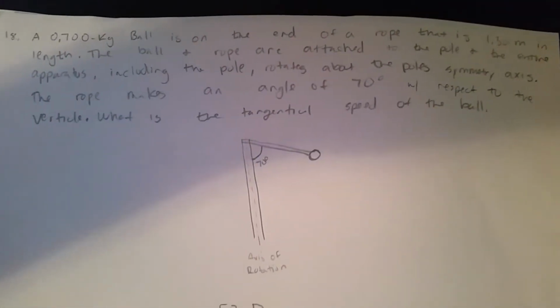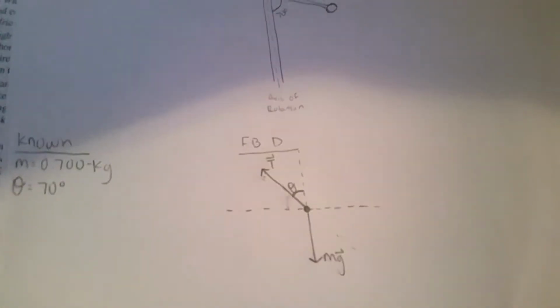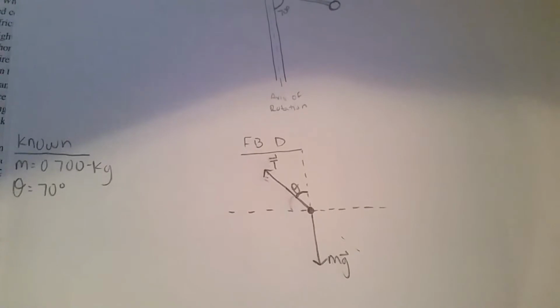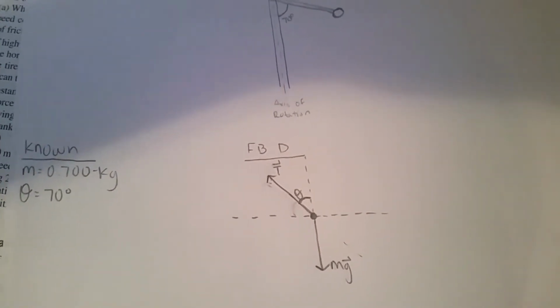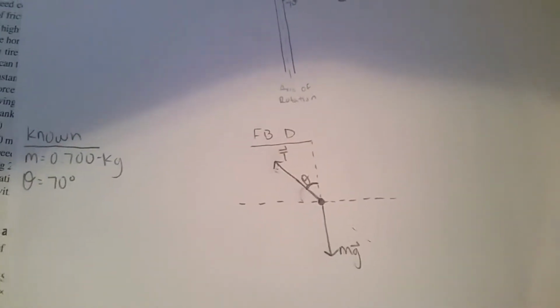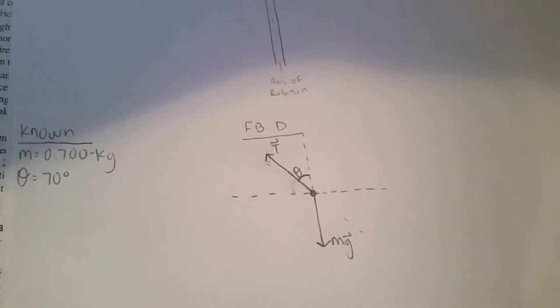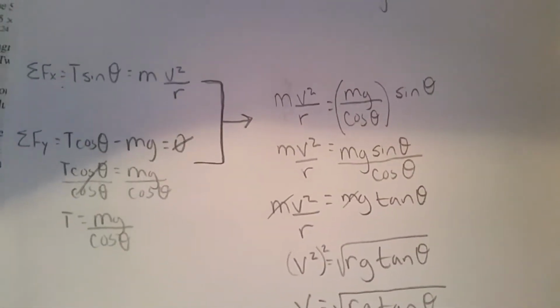So here is the image that they provide you in the book. My free body diagram looks something similar like this. It's got tension going up and to the left with the theta, and a force of mass times gravity going down. My known values are mass, which is 0.700 kilograms, and theta, which is 70 degrees. And here is how I proceed to solve the problem.